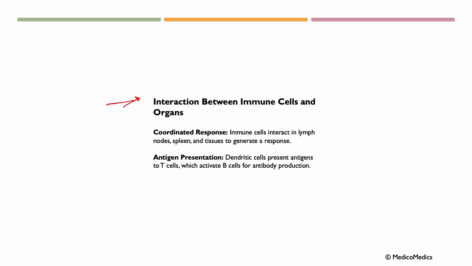Then we have the interaction between the immune cells and our organs again. So we just mentioned the coordinated response of it all. Immune cells interact in lymph nodes, spleen, and tissues to generate a response. We also talked about antigen presentation. So dendritic cells present antigens to T cells, which then in turn activate B cells for antibody production.